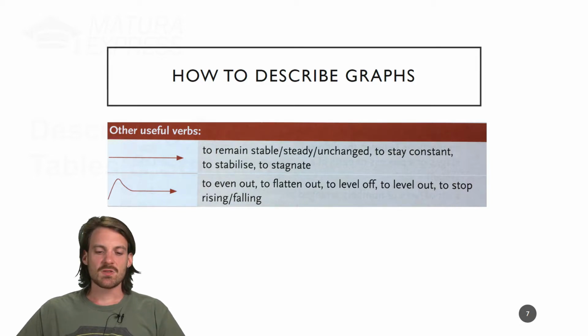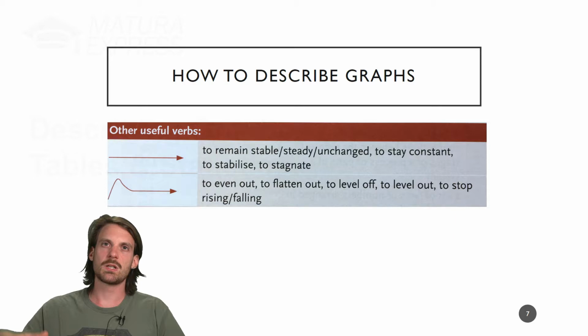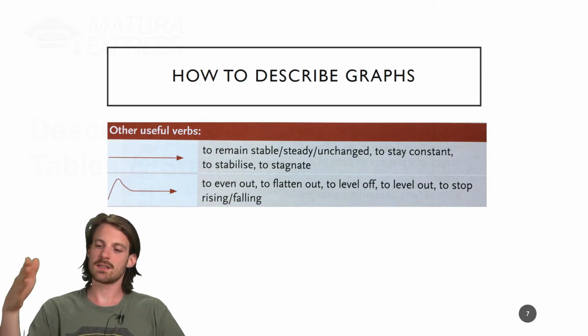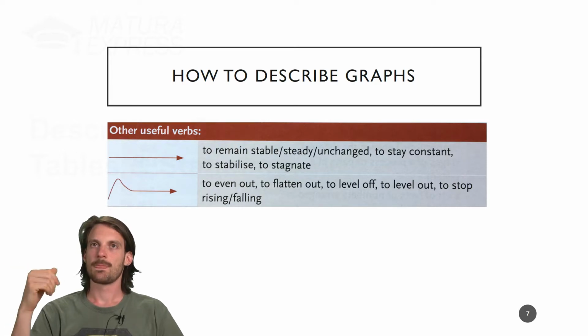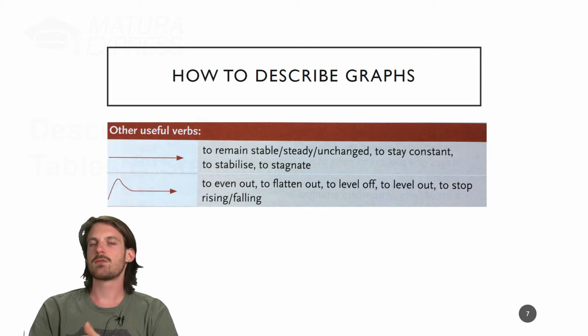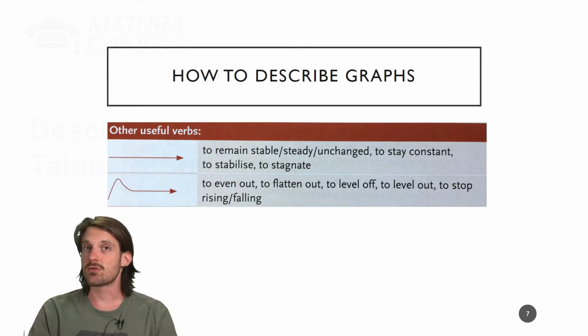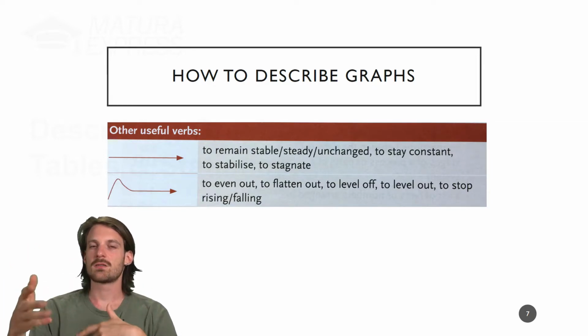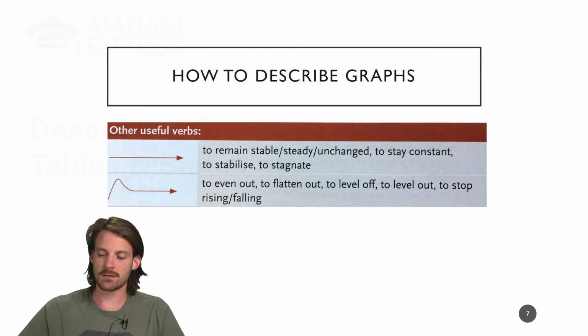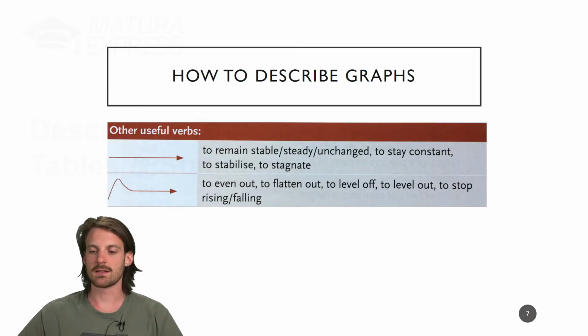Something can also even out or flatten out after a period where there was a peak and then a decrease, and then something flattens out, levels out. And then, of course, it can remain stable. It also can increase or skyrocket and then reach a peak, of course, decrease or plummet or something like this.